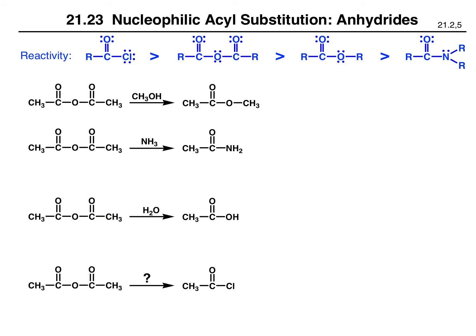Next, let's consider nucleophilic acyl substitution reactions of anhydrides. So here we have an anhydride, and we know that an anhydride can be converted to an ester and to an amide, but it doesn't go in the other direction. If we have our anhydride and we react it with an alcohol, we can make an ester. If it reacts with an amine, we can make an amide. And if it reacts with water, we can make a carboxylic acid.